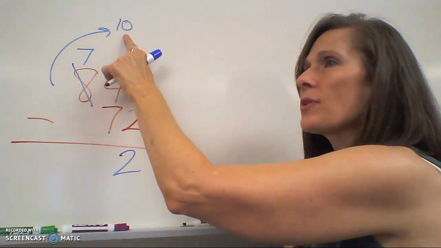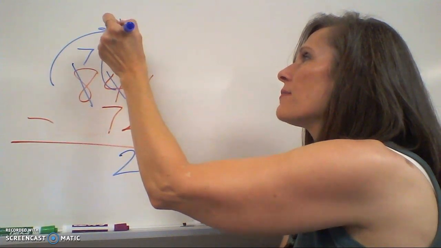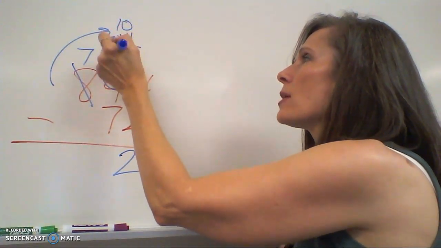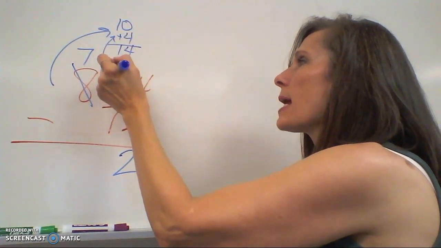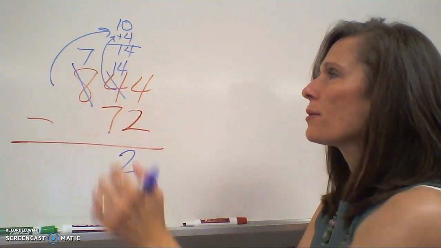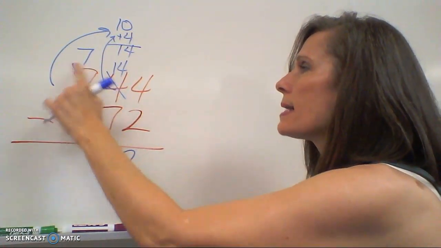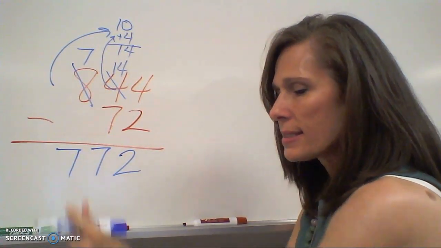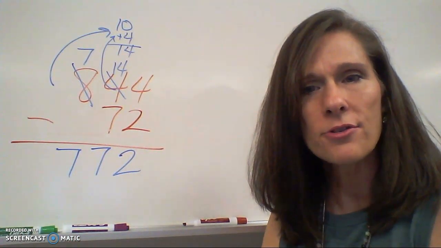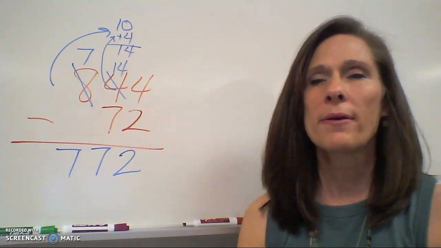Which number asked for a set of 10? The 4. So the 4 gets together with the set of 10. 10 plus 4 equals 14. My 4 is now a 14. Now I can subtract. 14 is bigger than 7. So 14 take away 7 equals 7. 7 take away nothing equals 7. Final answer, 772.